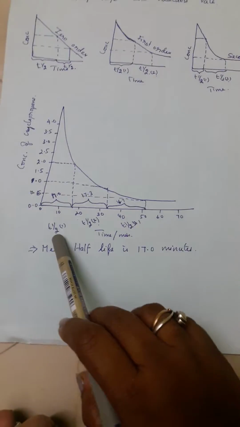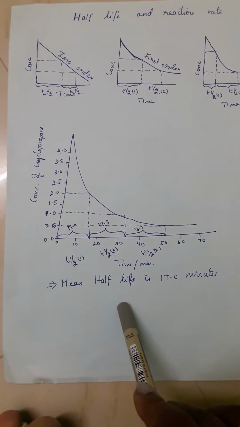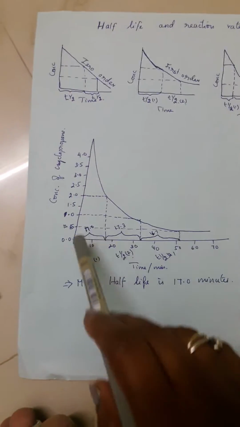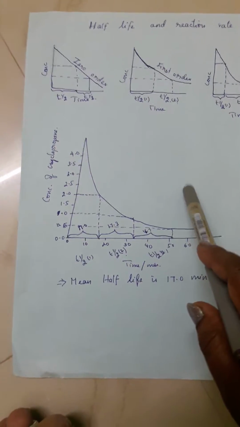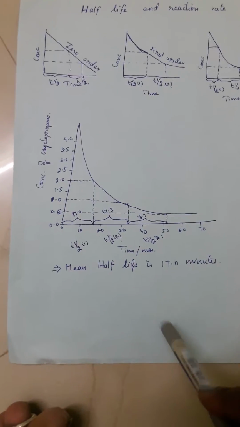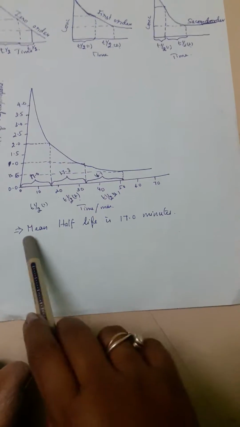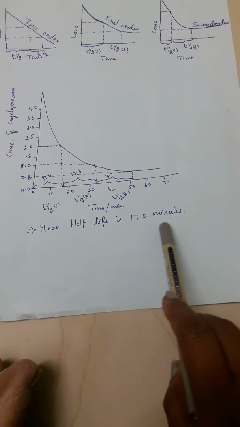If you see the T half 1, T half 2 and T half 3 values, what you need to do over here is see the mean value. So 17 plus 17.3 plus 16.7 by 3, you will get 17 minutes. So the mean half-life is 17 minutes.